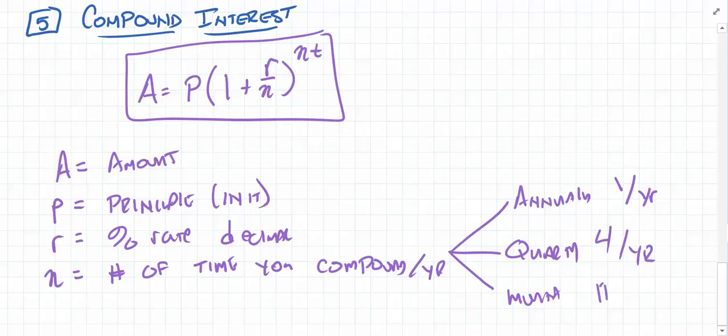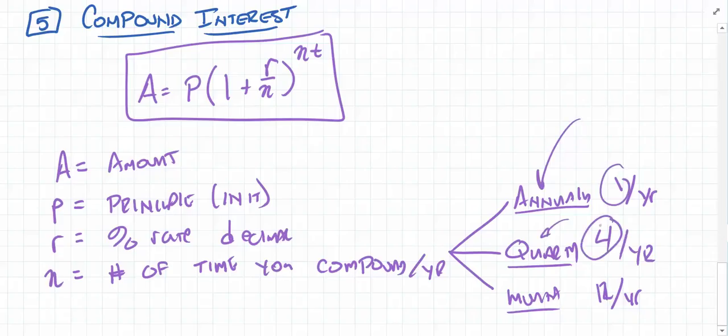Now there is also biannually, there's also daily, there's also continuous. But this Algebra 1 course focuses on these 3 right here, annually, quarterly, and monthly. And you need to know that if you see the word annually, your N value is going to be a 1. If you see the word quarterly, your N value is going to be a 4. If you see the word monthly, your N value is going to be a 12. So far, so good? Stick with me.